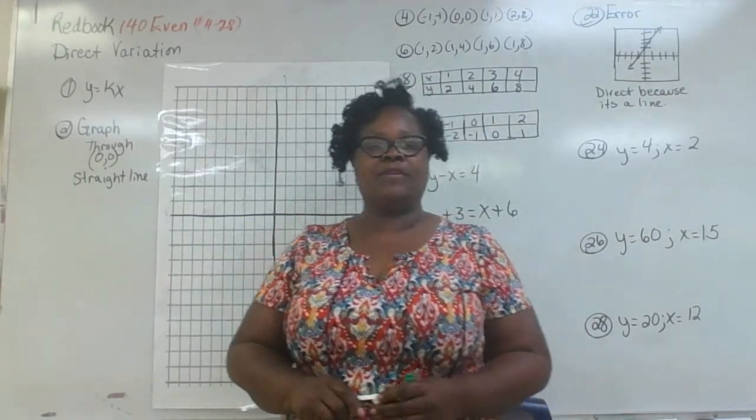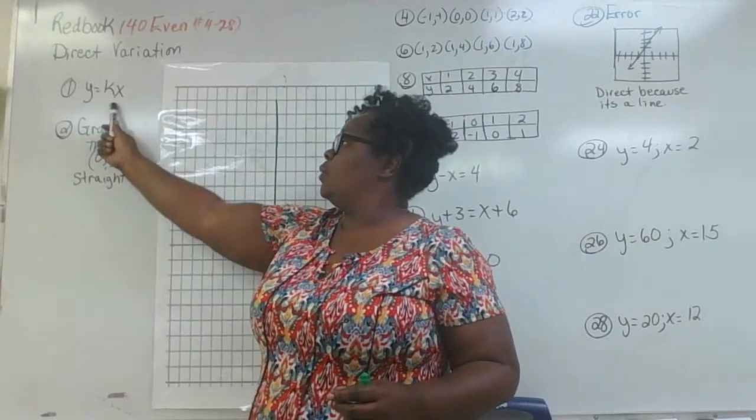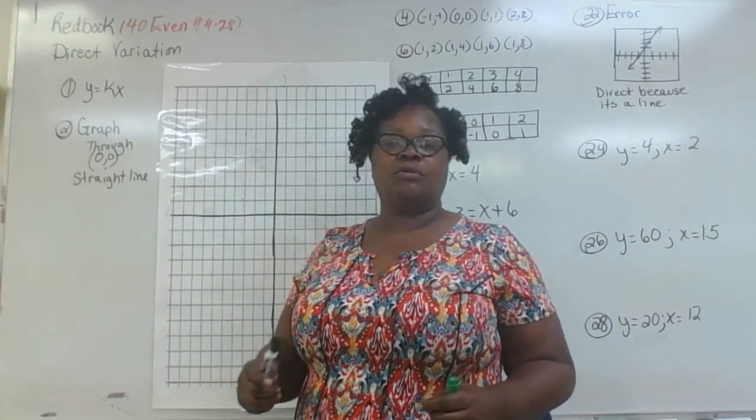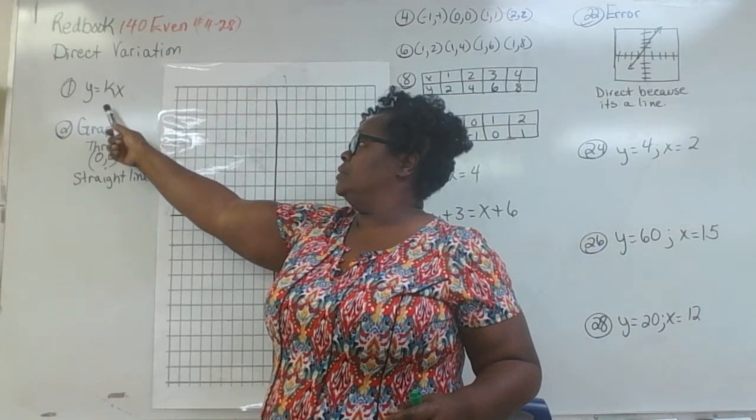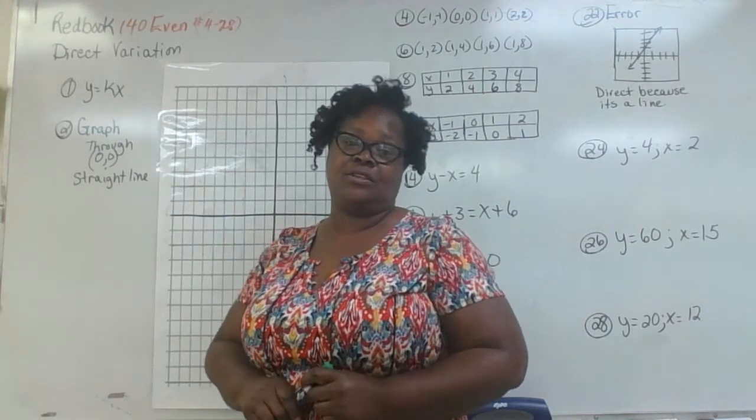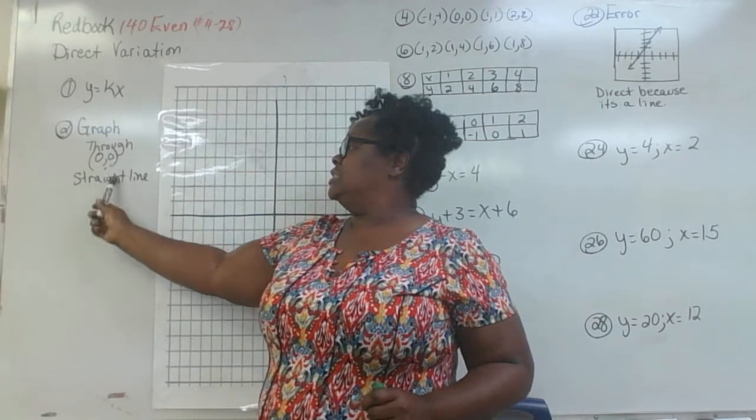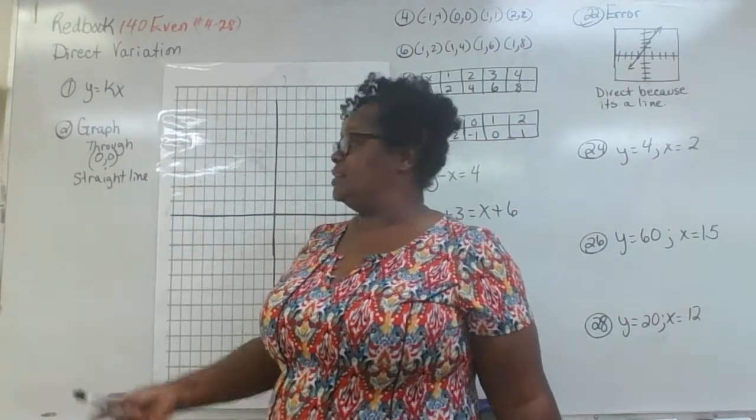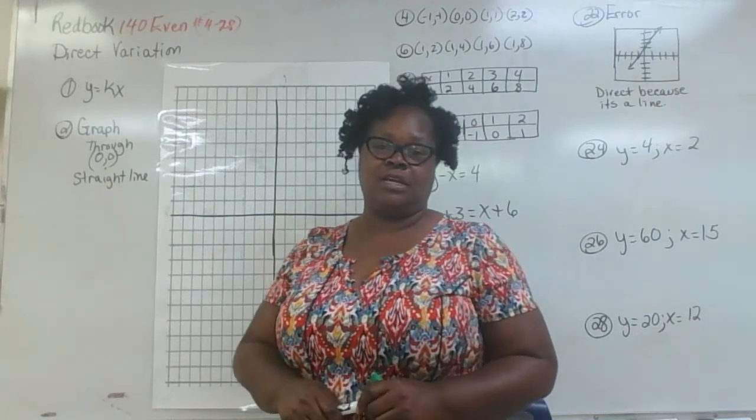We determine direct variation using two criteria. Number one, we use the equation. If our terms can be written in y equals kx form, then we say yes, it's a direct variation. Number two, if we can graph the coordinates and it's a straight line and passes through the origin (0, 0), then we say yes, it's a direct variation.